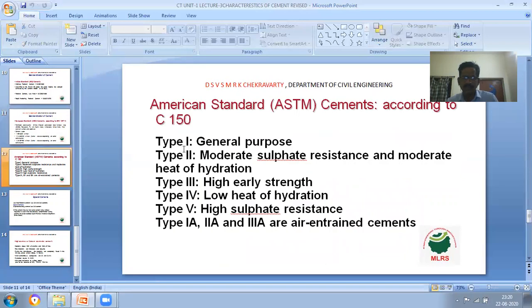American standard cements according to ASTM C150: type 1 is general purpose, type 2 is moderate sulfate resistant with moderate heat of hydration, the third one is high early strength, the fourth one is low heat of hydration, and the fifth one is high sulfate resistance, with types 1A, 2A, 3A being air entrained cements. So that is the total.